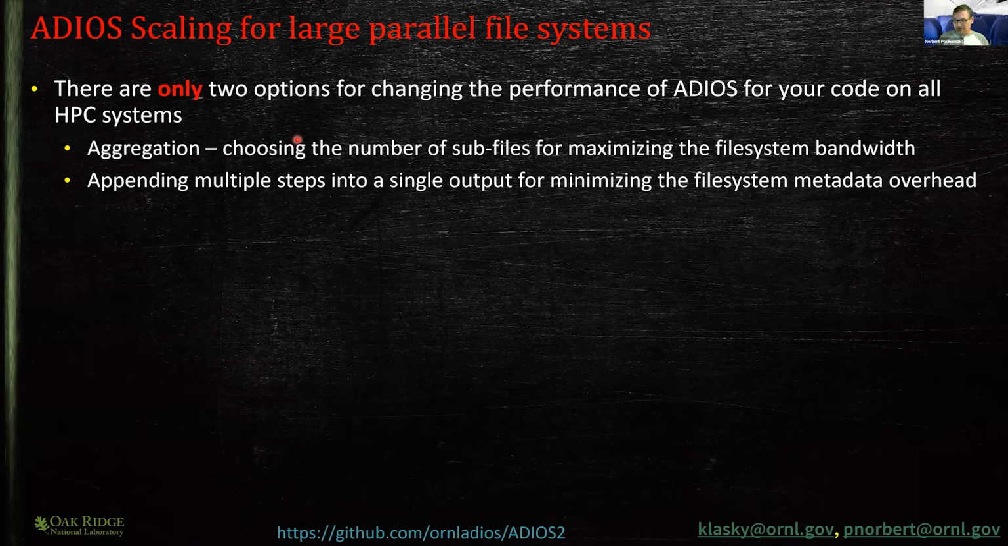So we choose the number of subfiles for the capability of the file system. On small systems, you use 100. On Summit, you can go up to 4,000 and it can still handle that, but then the performance is going down. So there is no point to go over 4,000, definitely not.